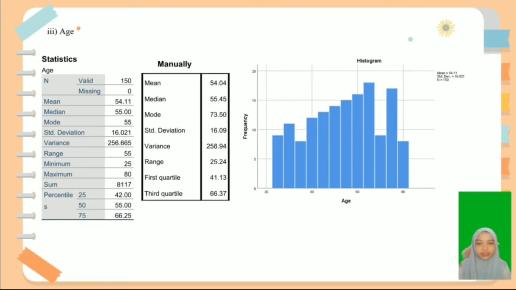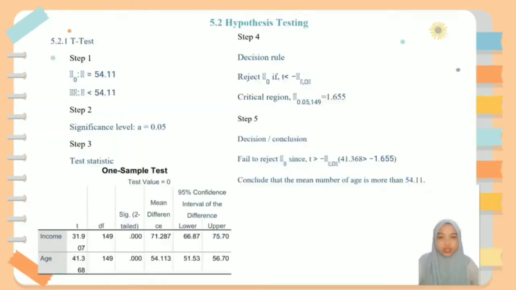Next is age. There is a difference in values between calculation using SPSS software and manual calculation. The values of mean, median, mode, standard deviation, and variance are different. And the shape of distribution is also skewed to the left.